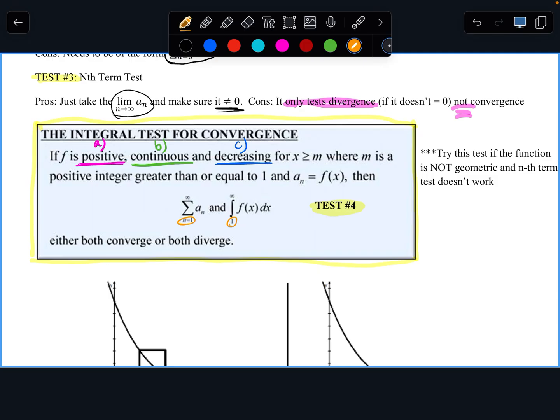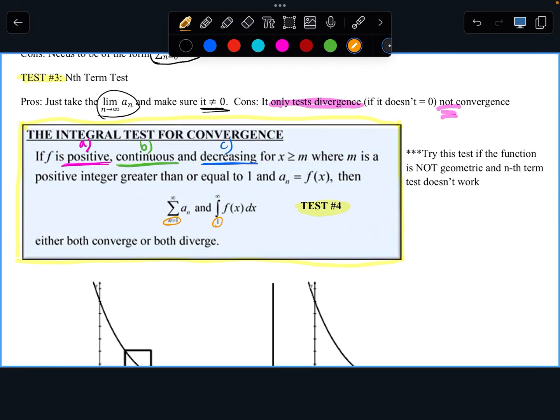Okay, so I wrote a little note: try this test if the function is not geometric and the nth term doesn't work. And I would add in, and it's easy to integrate. Or, actually I'm going to add this right now, or has weird functions in it. Like if it's got natural log and stuff in the series, because usually series don't have weird functions in it. Okay, so I have to show you this proof, okay?